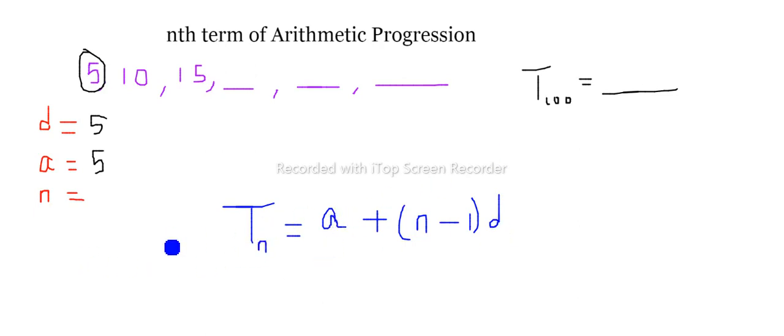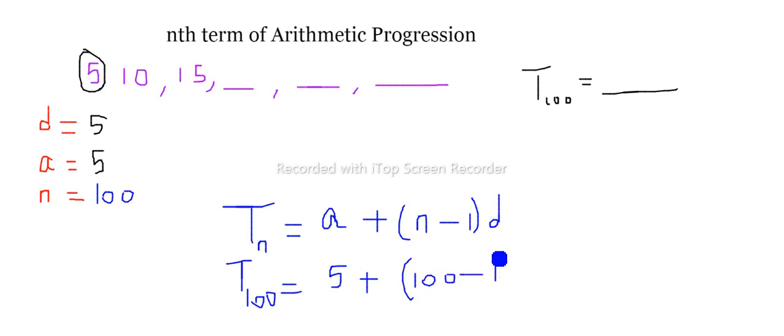So for example, if I want to find the 100th term, that means I'm looking for T100. So my n here will be 100. So T100 here will be A. What is the first term of this? That will be 5, plus n is 100, so 100 minus 1. Then I'm multiplying this by 5.